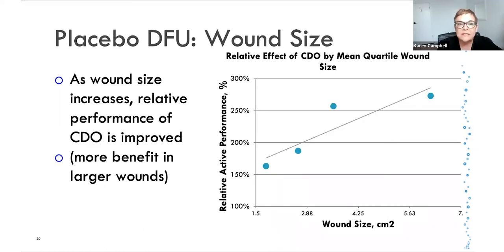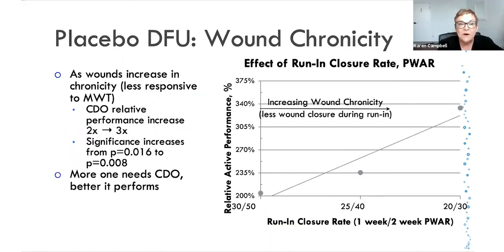What was really interesting, as the wound size increased, relative performance of CDO improved as well. And so there was more benefit for larger wounds. And you can see here, the relative performance does increase almost up to 300%, but not quite. The other interesting finding is that as wounds increased in chronicity, and they were less responsive to moist wound therapy, the CDO relative performance increased from 200% to 300%. And the p-value went from 0.016 to 0.008.